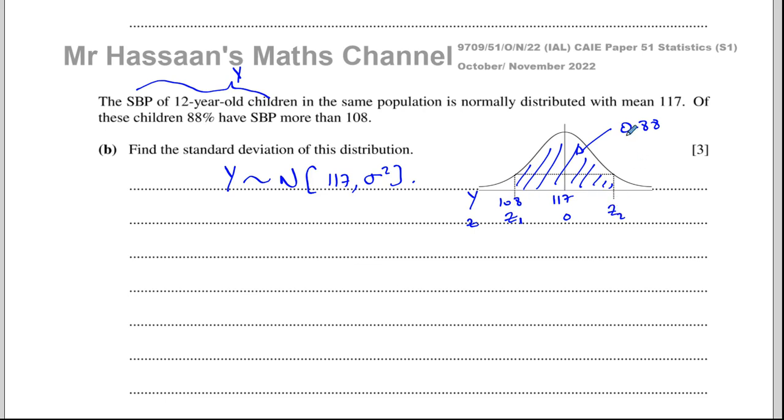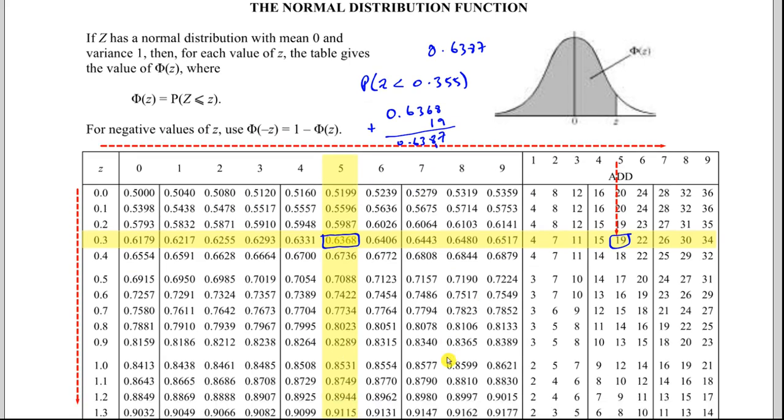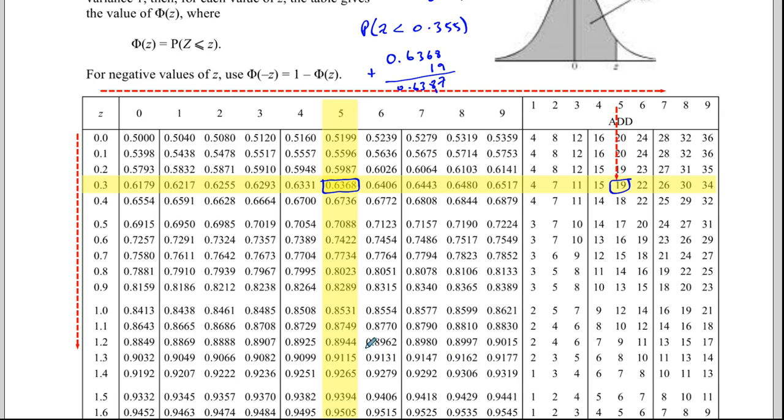Right? So if I search for this in the table, I will find the value of Z over here. What we want is the opposite sign of that value, because we want to have the Z value on the negative side. The table doesn't give us that. So if we go back to the table and we now look for 0.88 in the area section, what's the closest we see to 0.88? Well, it's either this or this.